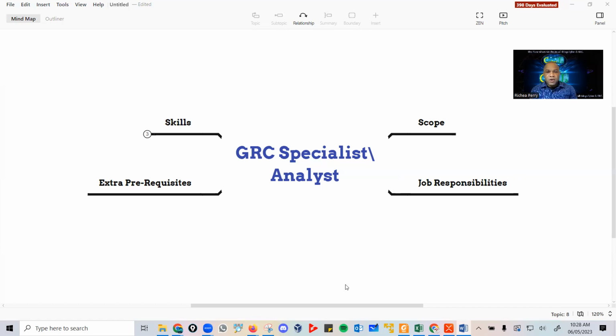And the first thing that you want to do, guys, is get yourself familiar with what is entailed in the job description of a GRC specialist or a GRC analyst. That's the very first thing.